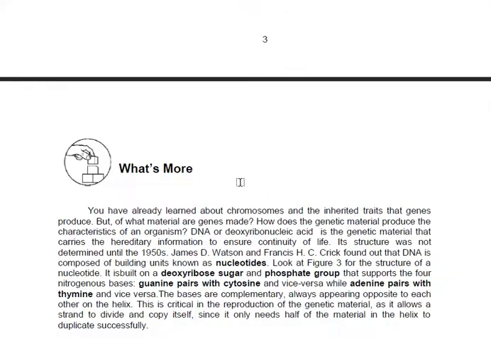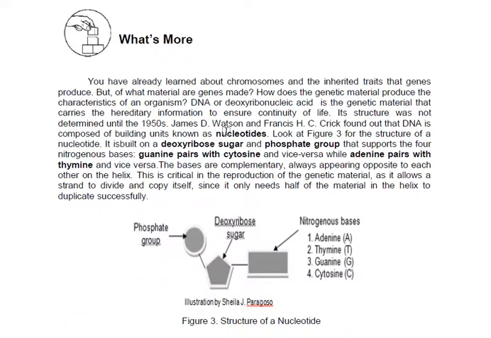Alright, let's go to 2 to 4. We're on number 3. Okay, you have to read this also. You have already learned about chromosomes and inherited traits that genes produce, of what material? Okay, what are genes made of? DNA is the genetic material that carries the hereditary information to ensure the continuity of life. So, you know that DNA is very important.